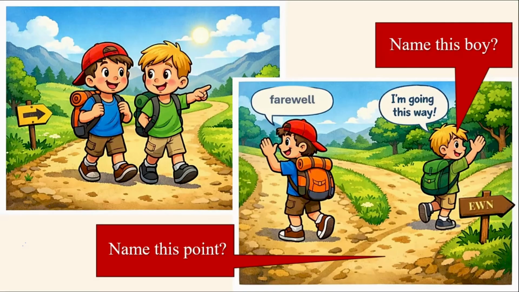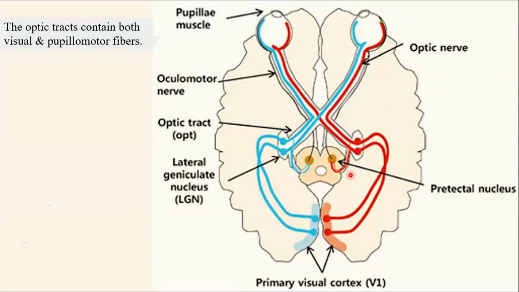Pupillary pathway? Light? Yes, pupillary motor fibers, exactly. So the point of splitting is just before the lateral geniculate body, not the chiasm, okay? Let's see the animation here. We have pupillary motor fibers, temporal ones, uncrossed, and also the crossed pupillary motor fibers, crossed at the chiasm, and they pass with the visual fibers in the optic tract, but just before the lateral geniculate body, they leave and pass to the pretectal nucleus, okay?